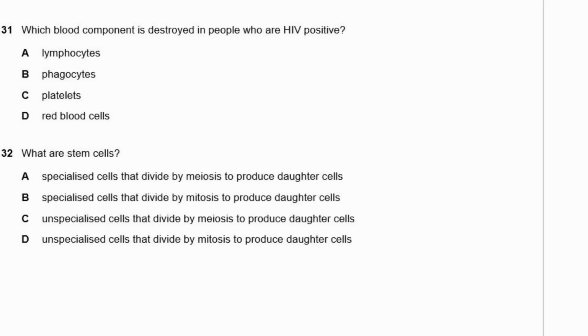Question 31. Which blood component is destroyed in people who are HIV positive? Okay, if they're HIV positive, basically they don't produce antibodies. And antibodies are produced by lymphocytes. So the answer to this is A.